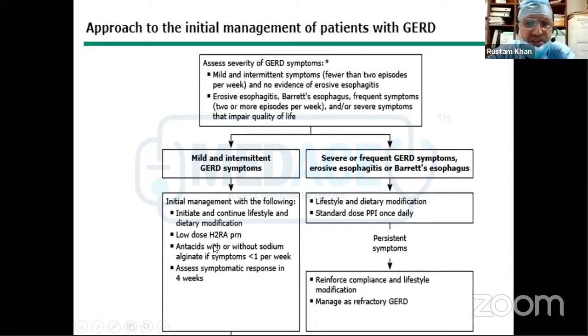You can also use antacid with or without sodium alginate. In these conditions, symptoms are less than once per week. Assess symptoms at 4 weeks. If the patient responds, that's okay. If the patient doesn't respond, or if the symptoms are severe, then you should go to another arm of the algorithm.